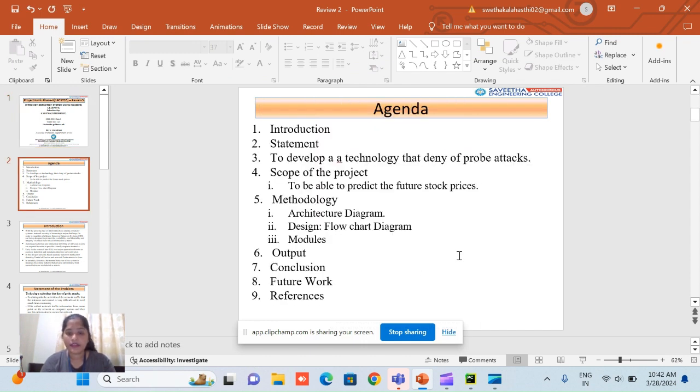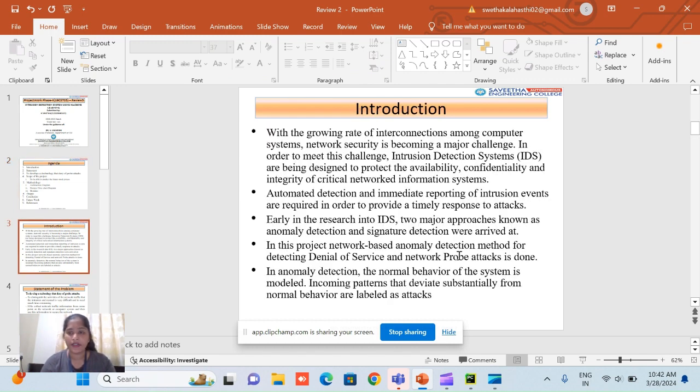In the first slide we have the introduction statement and the agenda. We have set nine topics in the agenda. And now we come to the introduction.